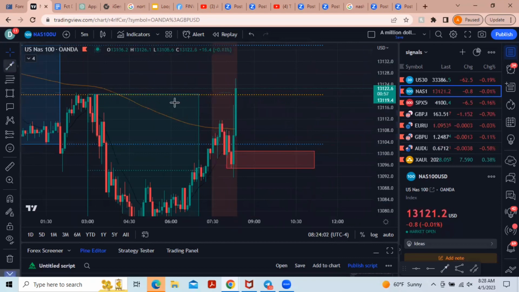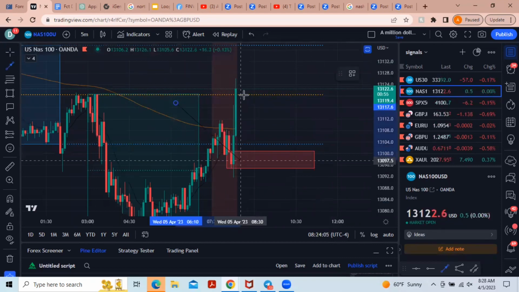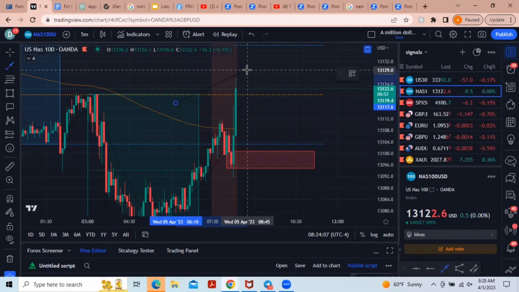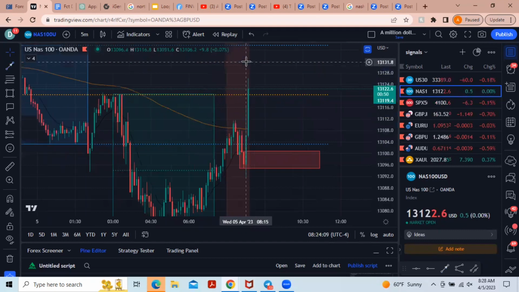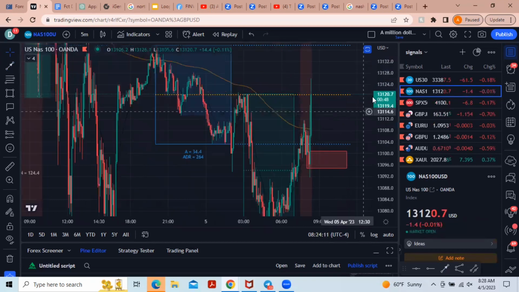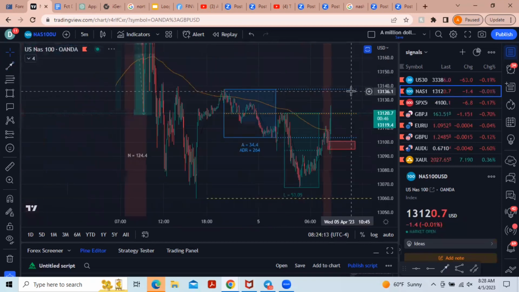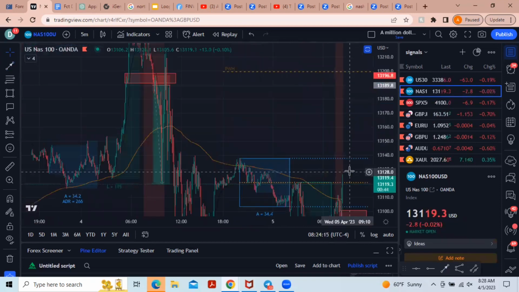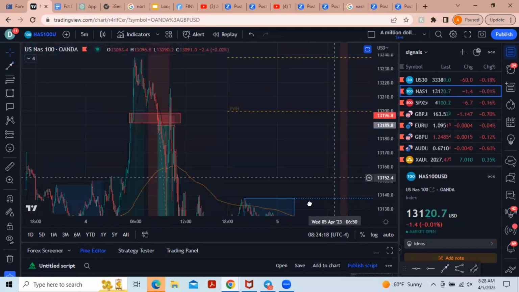Price can just definitely tap right back into this order block right here and just keep going right back up in this trend. Because as we know, Nas is really bullish right now. So it's definitely going to be quite interesting just to see what price wants to do and whatnot.